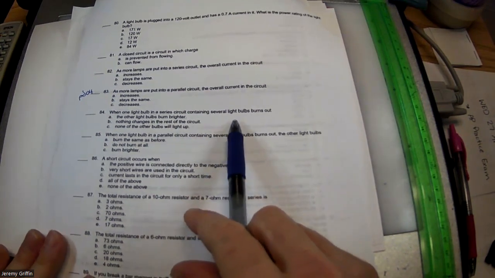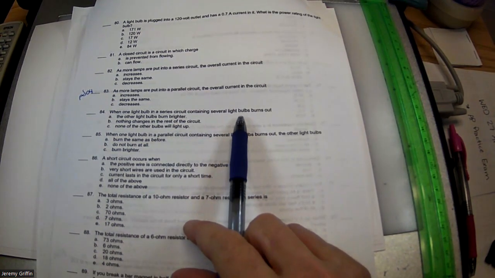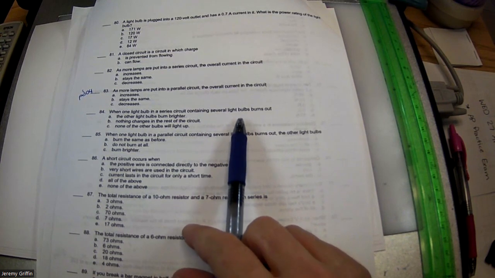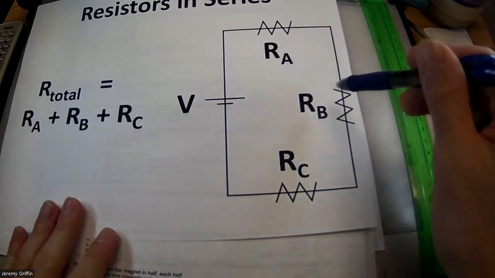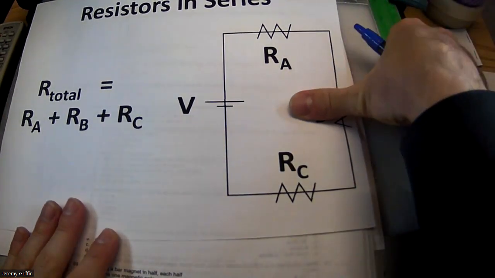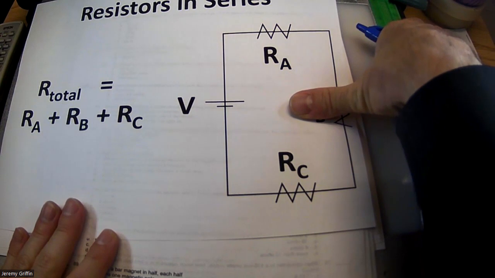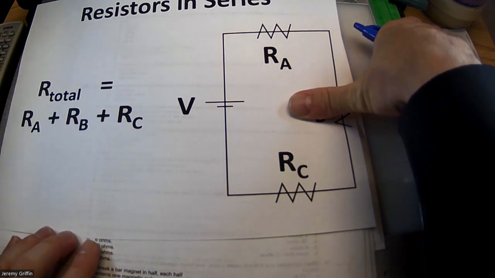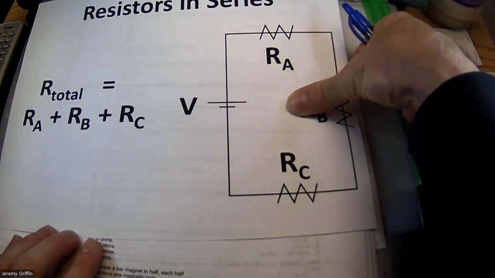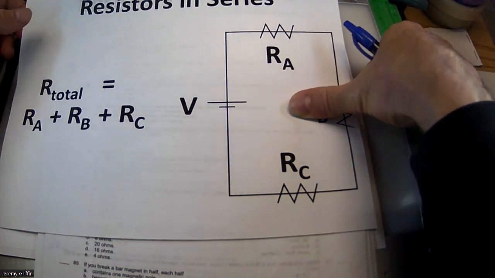Number 84, when one bulb in a series circuit containing several bulbs burns out, what's going to happen? Let's bring up this picture again. Suppose you have the circuit right here, and then this bulb burns out. What's going to happen to the circuit? Does that open the circuit so that no electricity flows at all? And then don't the other bulbs just completely turn off? Isn't that exactly what would happen? Guys got that? Okay.